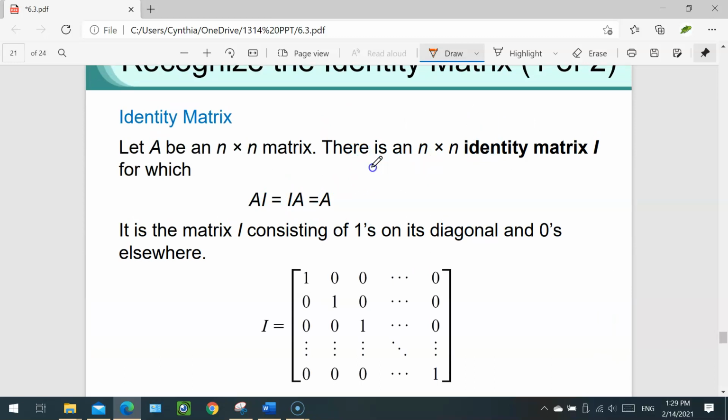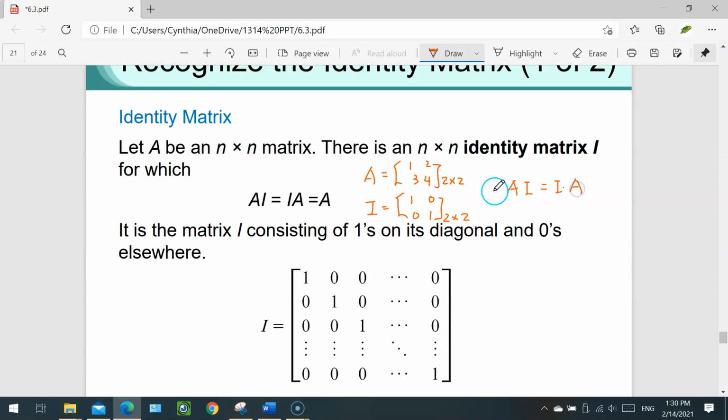when I have the matrix A as 1, 2, 3, 4. This is a 2 by 2. The identity matrix of matrix A must have the same dimension as this matrix. So it's 1, 0, 0, 1. It's a 2 by 2. So when you multiply matrix A with the identity matrix, this is what you call the identity matrix multiplied with matrix A.